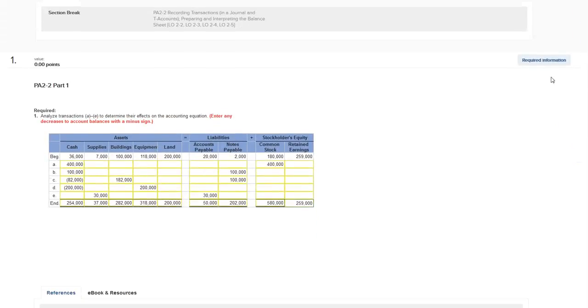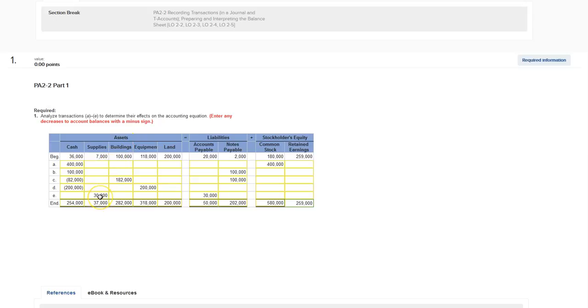Every journal entry has at least one debit, at least one credit. Last transaction, we bought supplies on credit. If we look back at our analysis, supplies is an asset. Supplies are increasing. Accounts payable is a liability, and it's increasing. The rules of debit and credit say assets are on the left side of the equation, so we increase on the left side, or debit side.